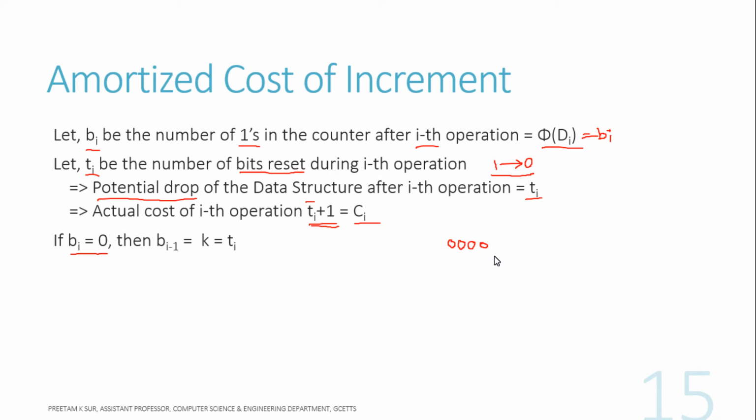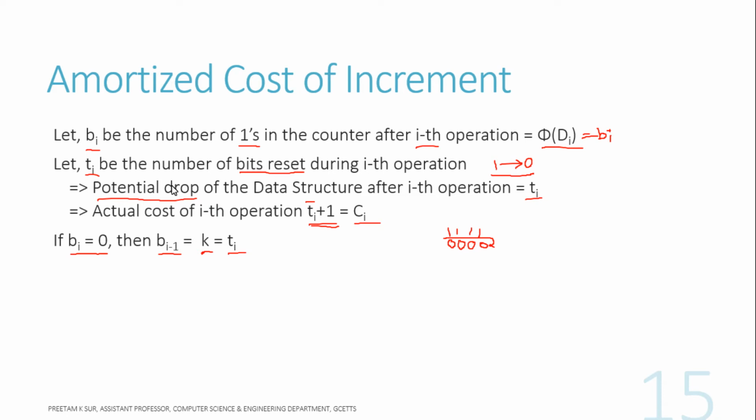Now, when is this possible? It is possible only if prior to the ith operation all the bits were 1. So that means bi minus 1 will be k, since we are considering a k bit counter. And all the ones are converted into 0 in that ith operation. It means that ti will be k when bi is equal to 0.